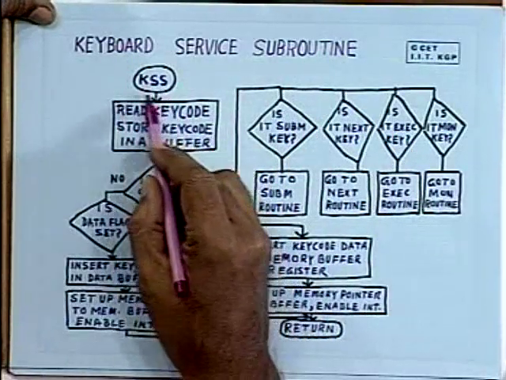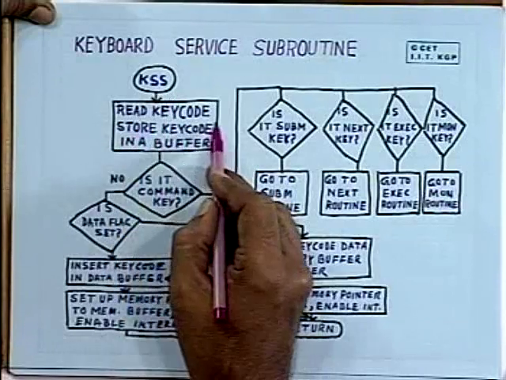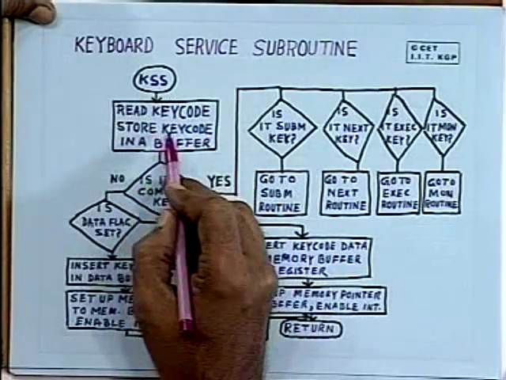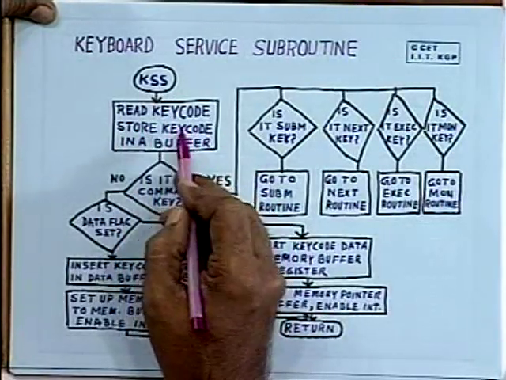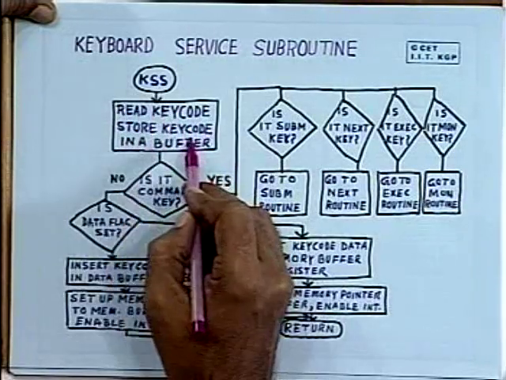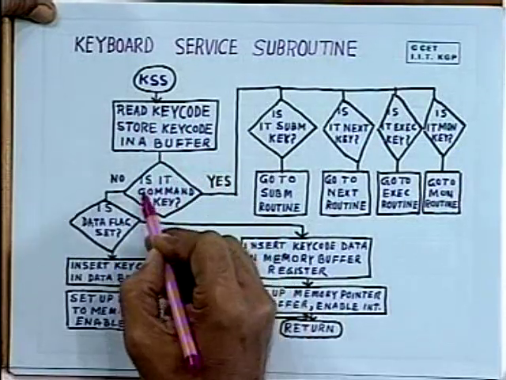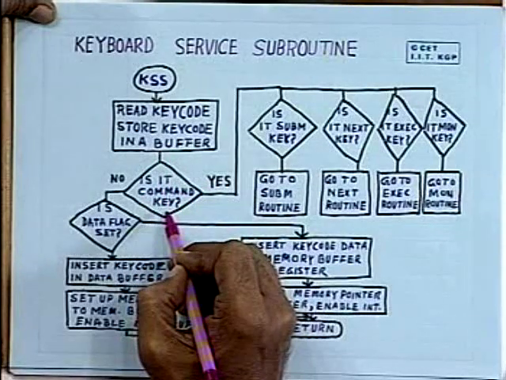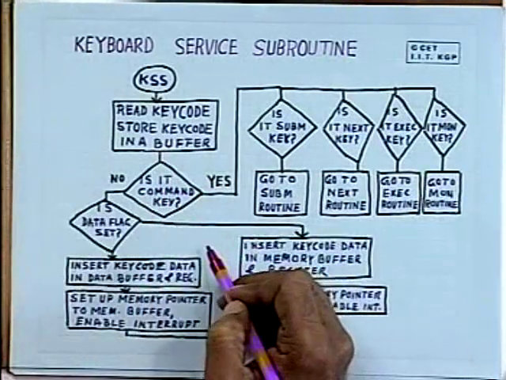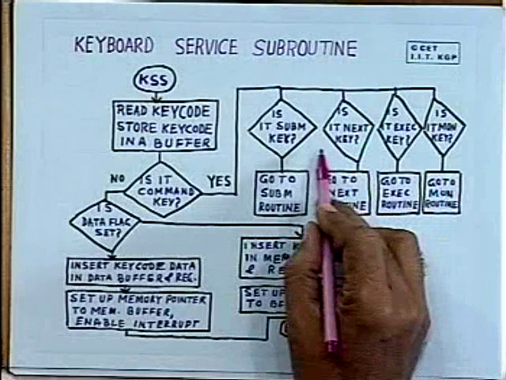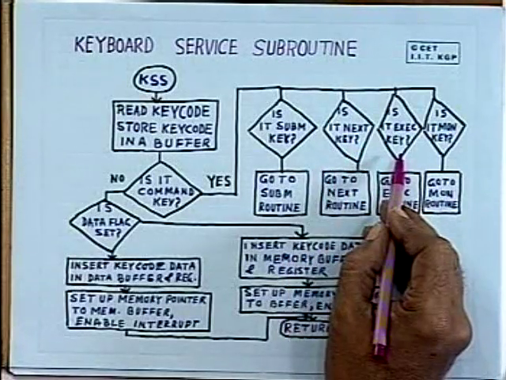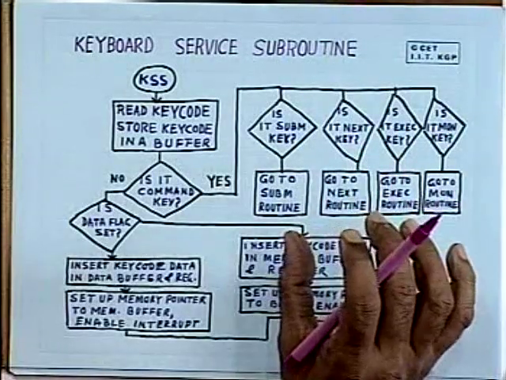As it goes to the keyboard service subroutine, it reads the key code. And as you know, the 8279 generates the key code in 6 bits. That key code will be stored in a buffer. Then it will check whether it is a command key or a data key. There are 4 command keys, because the 20 keys are realized in this way: 4 command keys and 16 hex keys.